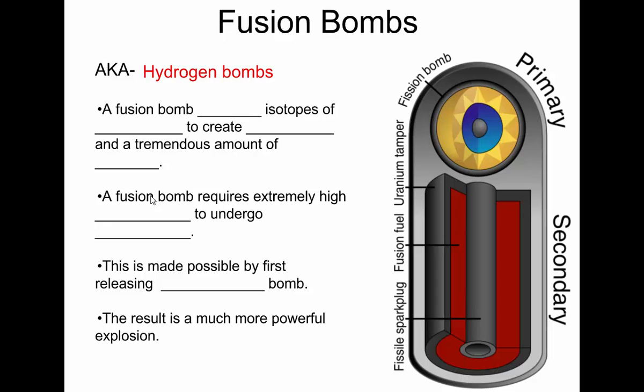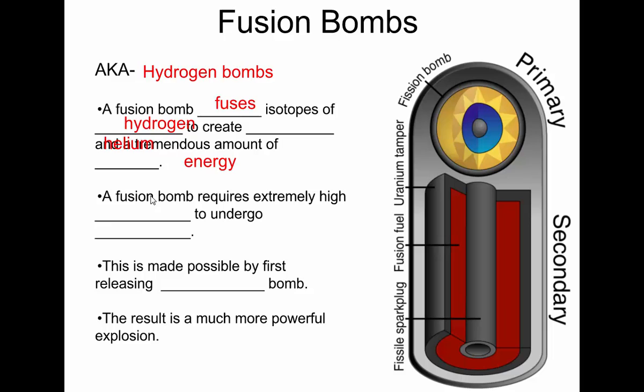And so a fusion bomb basically fuses different isotopes of hydrogen to create what? Helium. That's helium, it's in the wrong spot. And also to release a tremendous amount of energy. But as we talked about, fusion requires very, very high temperatures. So how could we achieve those temperatures?